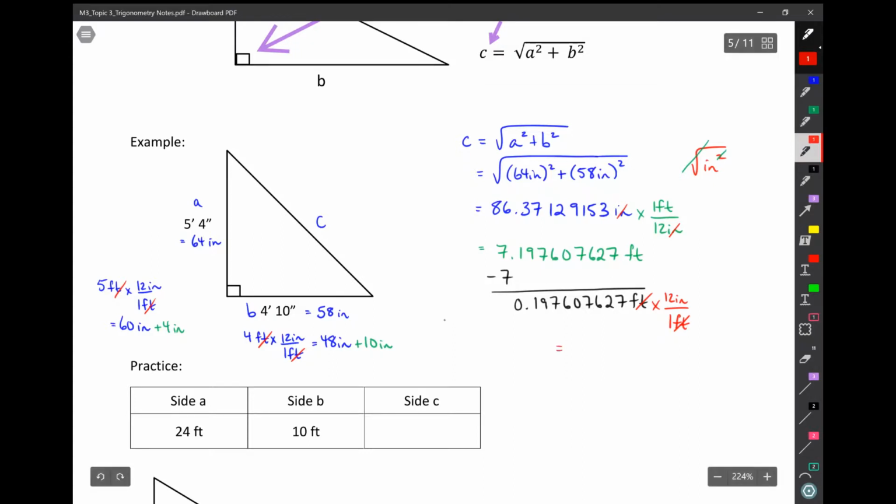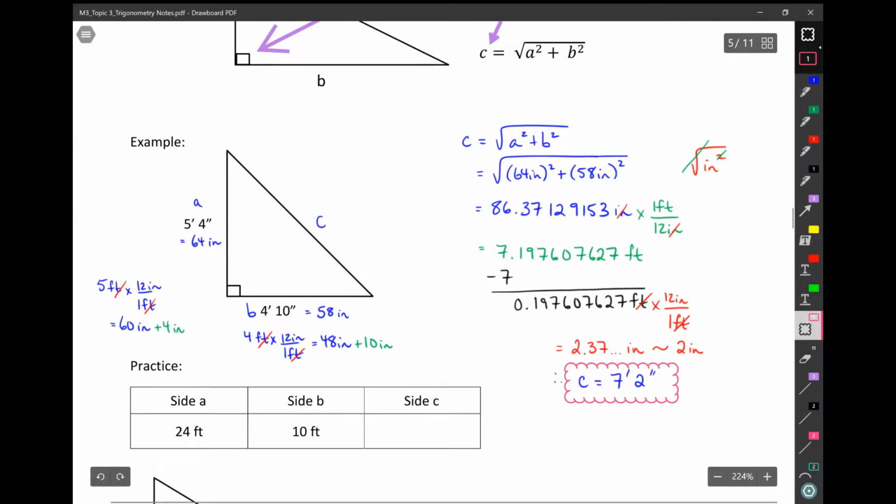And when I do, I get 2.37, so on, inches. And that rounds to 2 inches because the digit after the decimal is not 5 or more, it's a 3. So I'm just going to leave it at 2 inches. So my final answer is then C is equal to 7 feet, 2 inches.